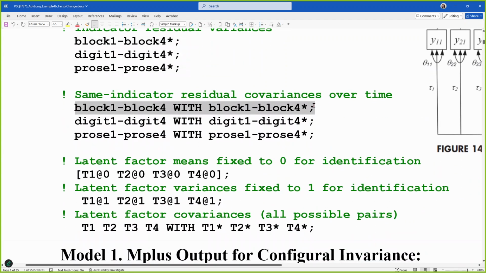I also have specific residual covariances for the same indicator over time. So this looks like it's correlating it with itself, but what this does is all possible. So block at time 1 gets to be related to block at time 2, gets to be related to block at 3 and block at 4. So because it's the same measure, it's reasonable that there would be some relationship, so we just let that be in here. And these stay the whole time and we don't touch them.